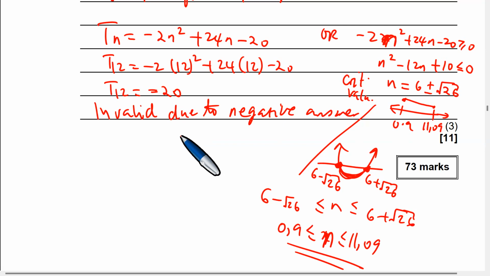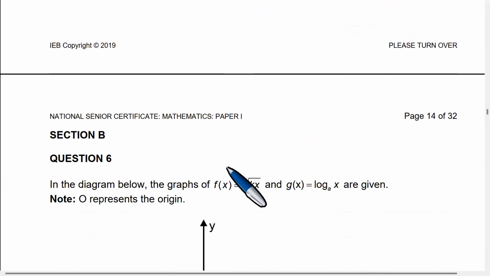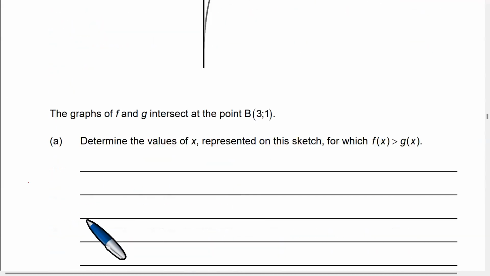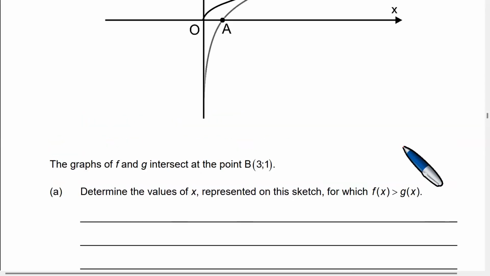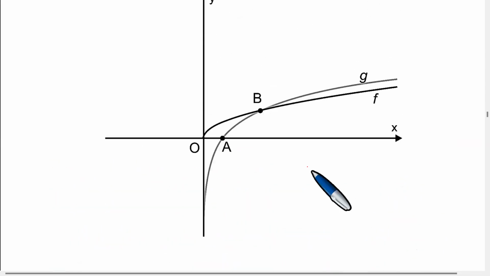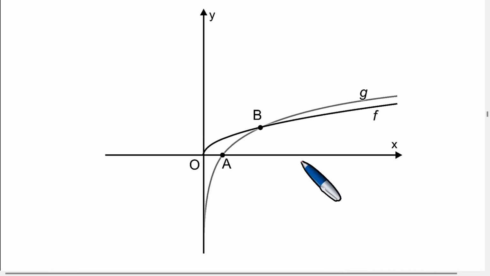Okay, so my next question is on question 6, number A. Is it this one here? Yes, sir. Determine the values of x represented on this sketch for which f of x is greater than g of x. Obviously, this means that f is above g. Where is f above g?